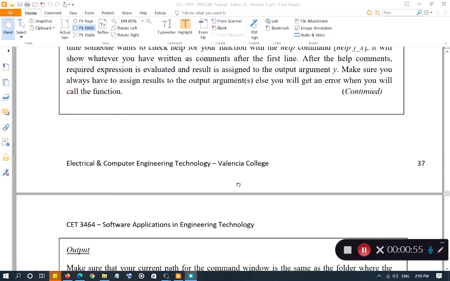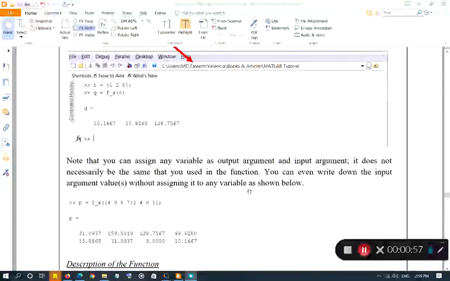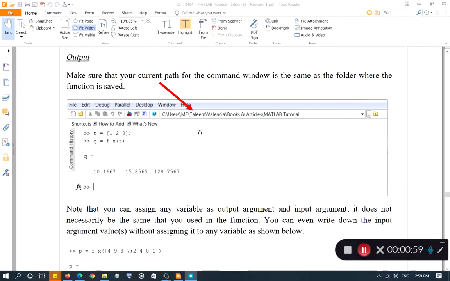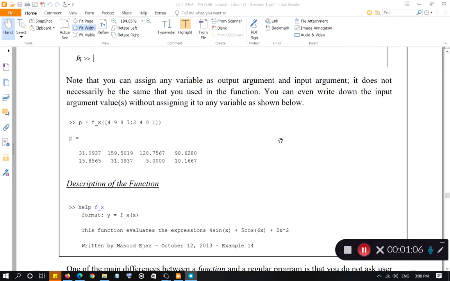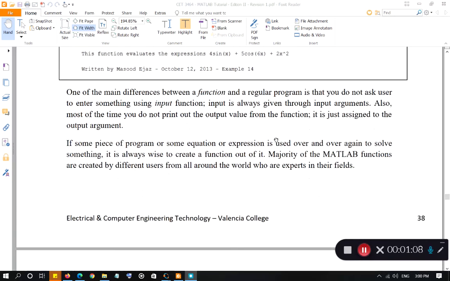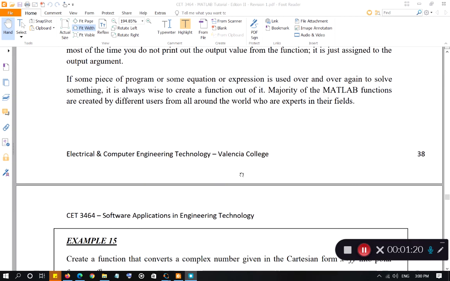You're going to see some other stuff. Output, I'm mentioning you have to be standing in the same folder from where you're calling the function and all those things. Okay. All right. Again, something that I already mentioned, that in functions we don't use input and we don't print out the output using the fprintf function. So keep that in mind, please.